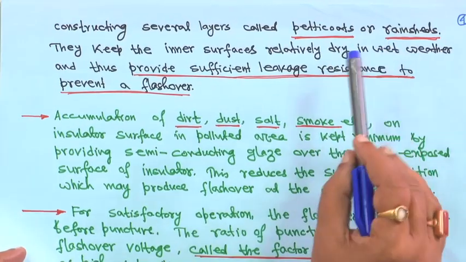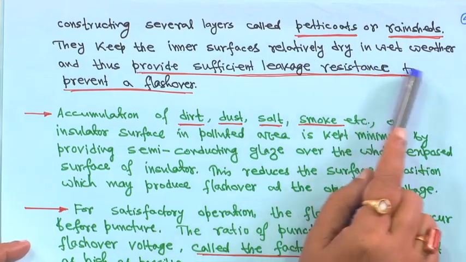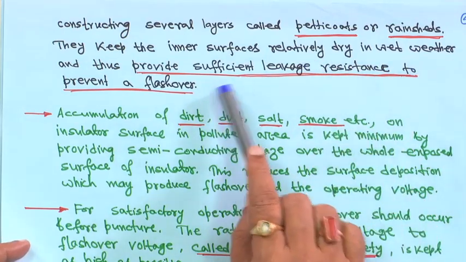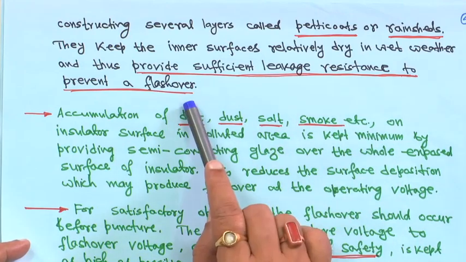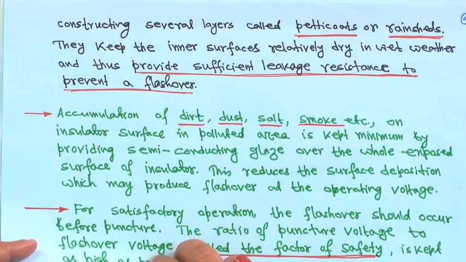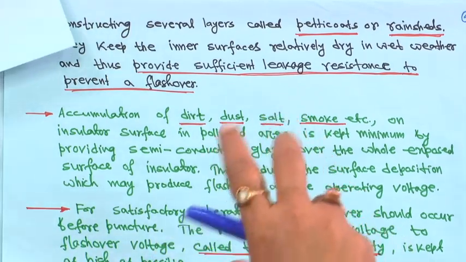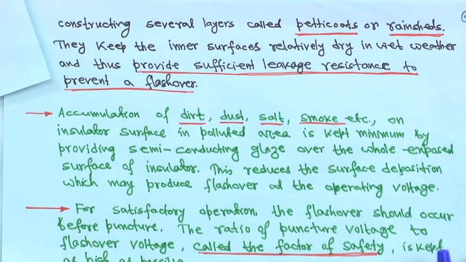That means the inner portion will remain dry. The rain shades keep the inner surface relatively dry in wet weather condition and thus provide sufficient leakage resistance to prevent a flashover. So, that is the design thing. If you have seen the insulator, you will see that on the top it is a cap type of thing. I will come to the diagram later, right.